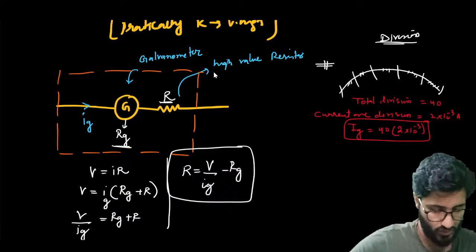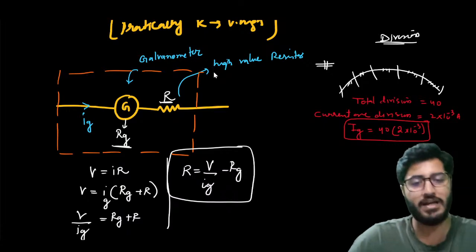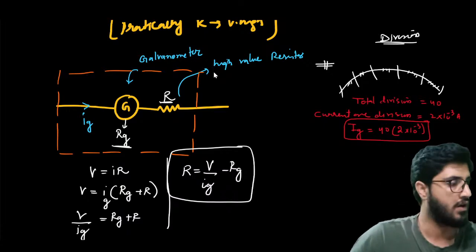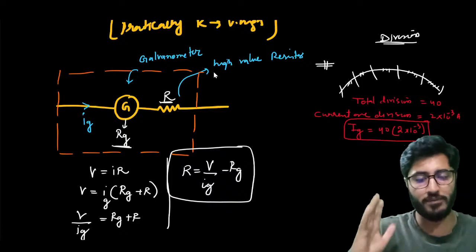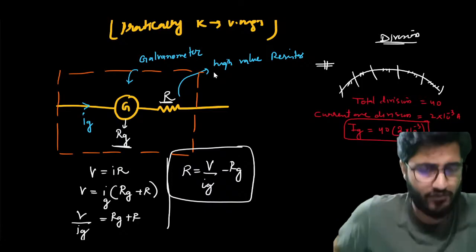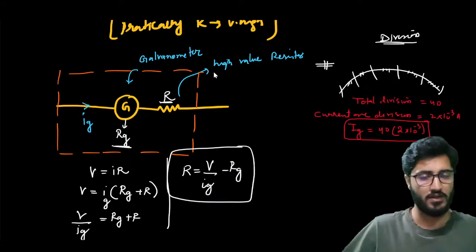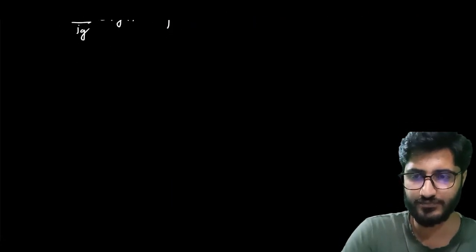So you need to understand how to get Ig also. Let us do 2-3 numericals. Then we will finish the whole chapter. Let's do 2-3 numericals. Look now.